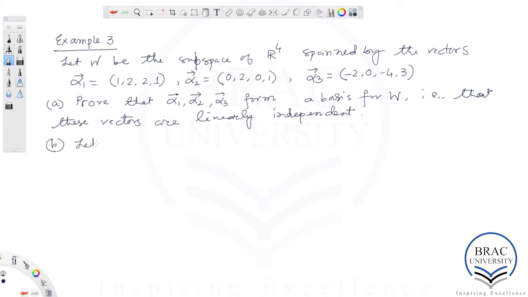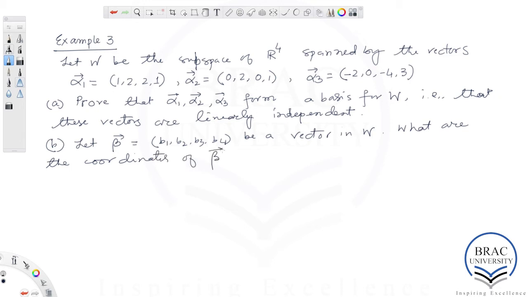In the second part, let beta be the 4-tuple given by (b1, b2, b3, b4). This vector is a vector in W. W is the subspace of R^4 spanned by these three vectors, alpha 1, alpha 2, and alpha 3. What are the coordinates of this vector beta relative to the ordered basis alpha 1, alpha 2, alpha 3? So that's the second question.